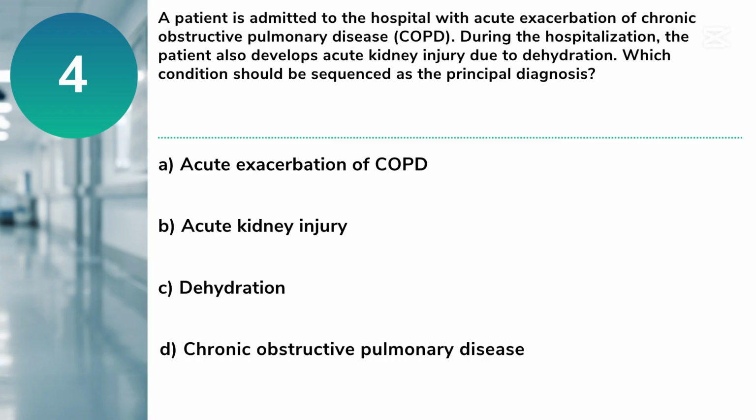Question 4. A patient is admitted to the hospital with acute exacerbation of chronic obstructive pulmonary disease, COPD. During the hospitalization, the patient also develops acute kidney injury due to dehydration. Which condition should be sequenced as the principal diagnosis? A. Acute exacerbation of COPD. B. Acute kidney injury. C. Dehydration. D. Chronic obstructive pulmonary disease.